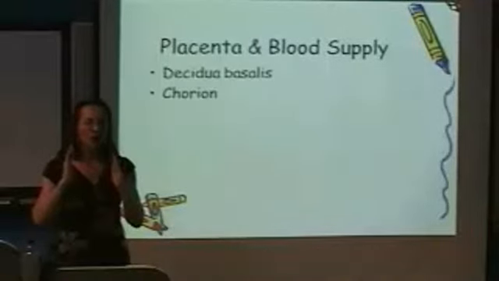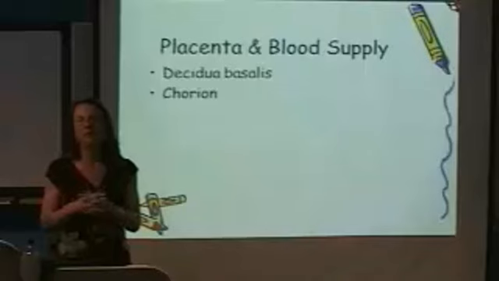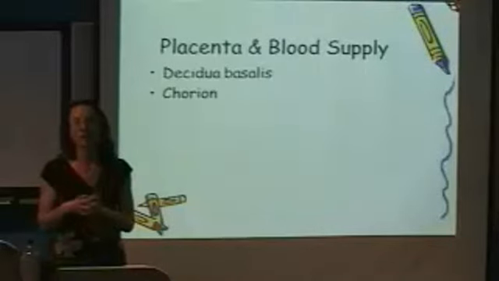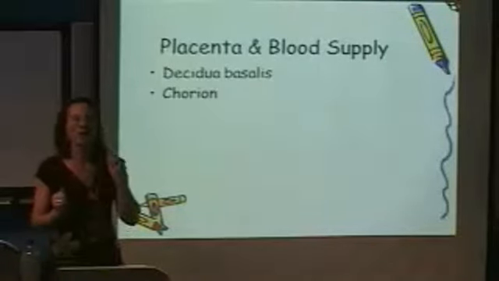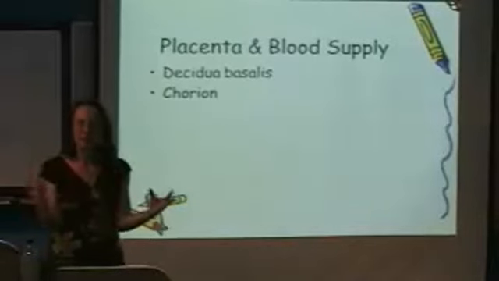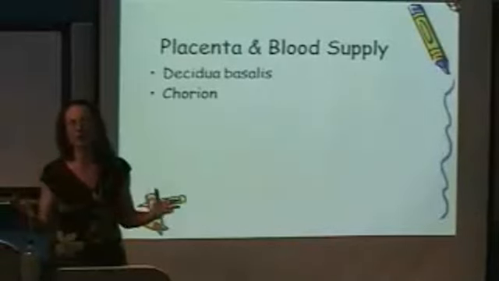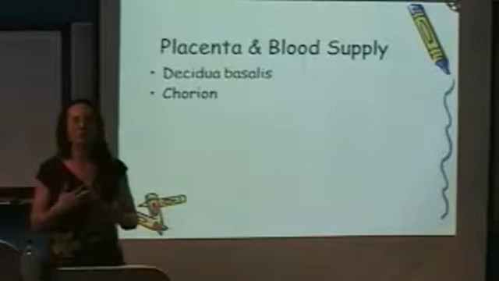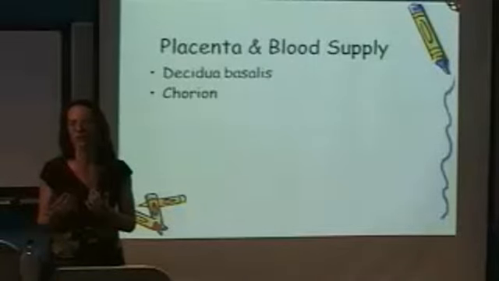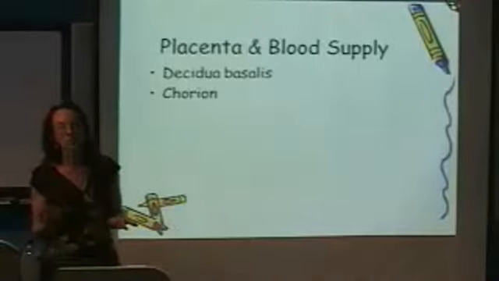So, placenta and blood supply. We've got to remember that we don't really intermingle a mother's blood supply with a child's blood supply. We keep them separate. Okay, we keep them separate. So that way the mother won't develop antibodies against the infant. Okay.